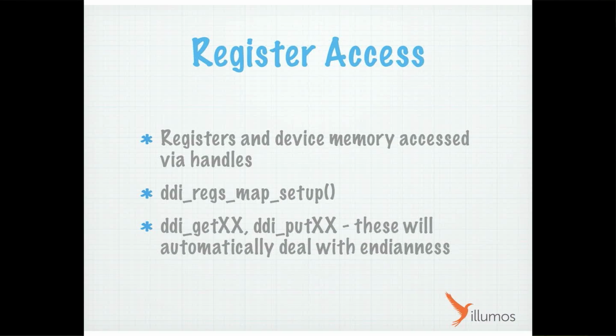I talked a little bit about register accesses. When you create these things with DDI-RegsMap setup, you create a handle by which you access registers. You don't just read and write to them directly. Through the handle, you get a layer of indirection. One of the things this indirection gives you is that it'll deal with endianness concerns for you.